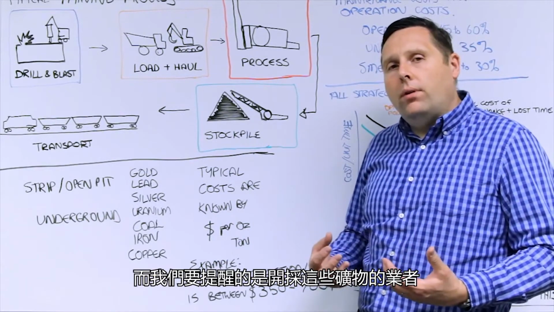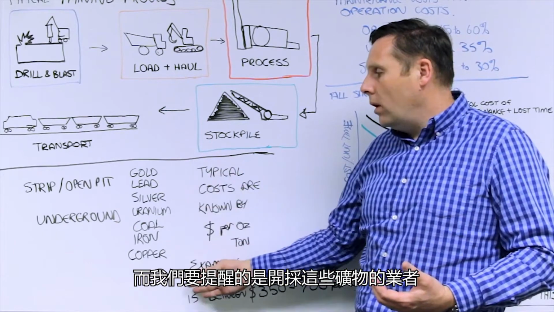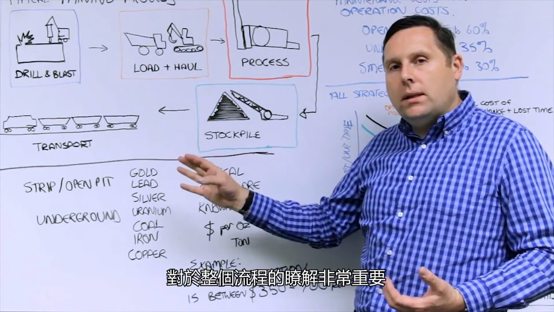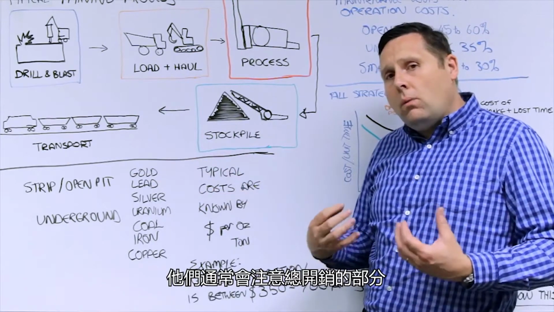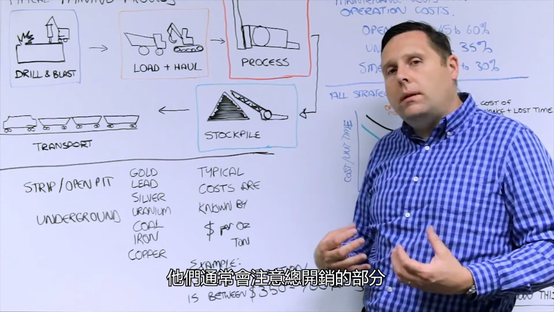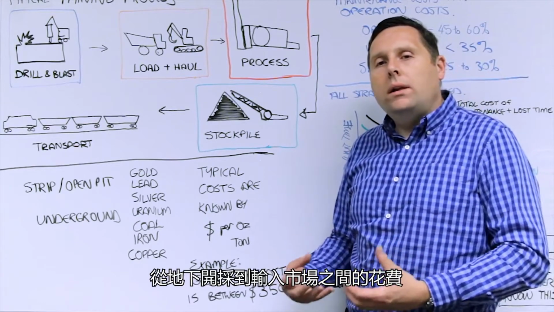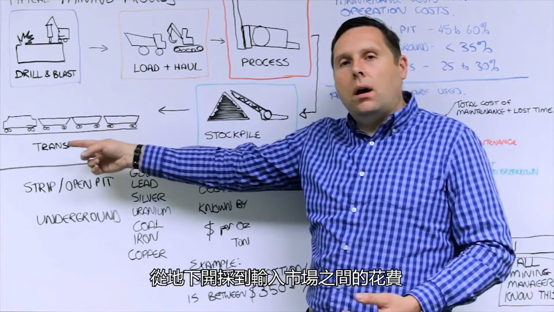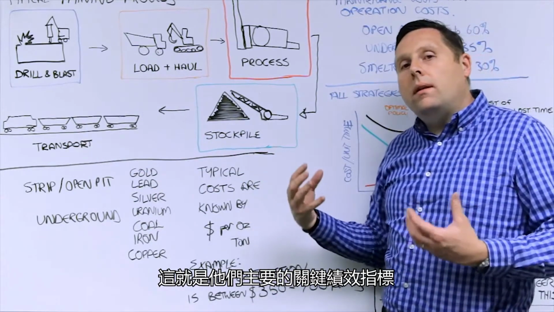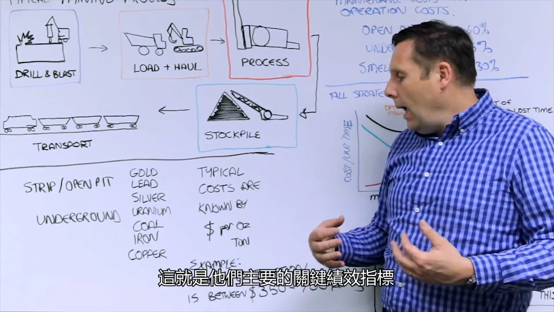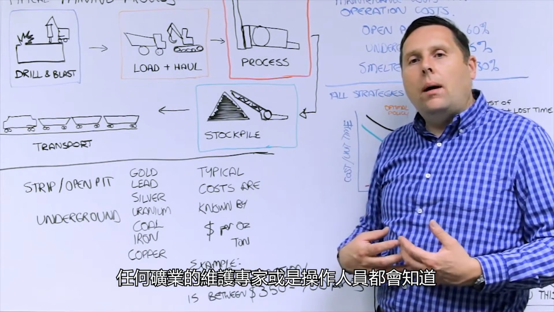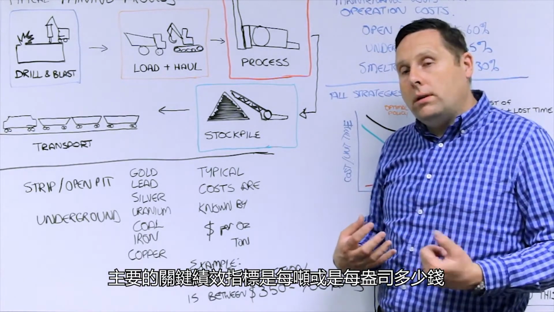And what's really interesting is that the people who are involved with extracting these products, understanding their process is very important. And what's really interesting is that they talk about their all-in cost. What is the cost to extract it from out of the ground to get it to marketplace? And so that's known as their major KPI. And any mining maintenance expert or mining operative will know what their overall KPI is.